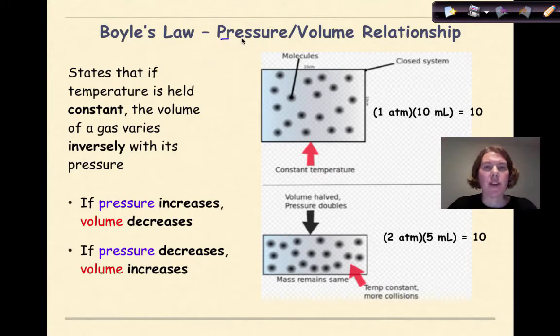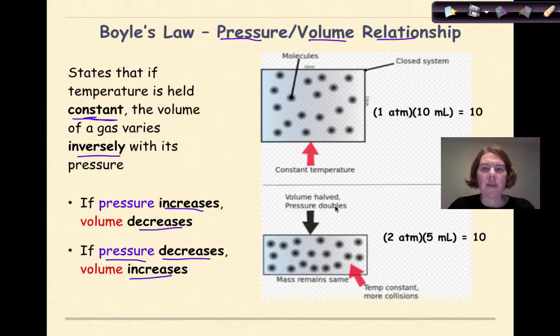Boyle's Law is a pressure-volume relationship. It states that if temperature is held constant, which is very, very important, the volume of a gas is going to vary inversely with its pressure. So that means if the pressure increases, your volume will decrease. Or if your pressure decreases, then your volume will increase.